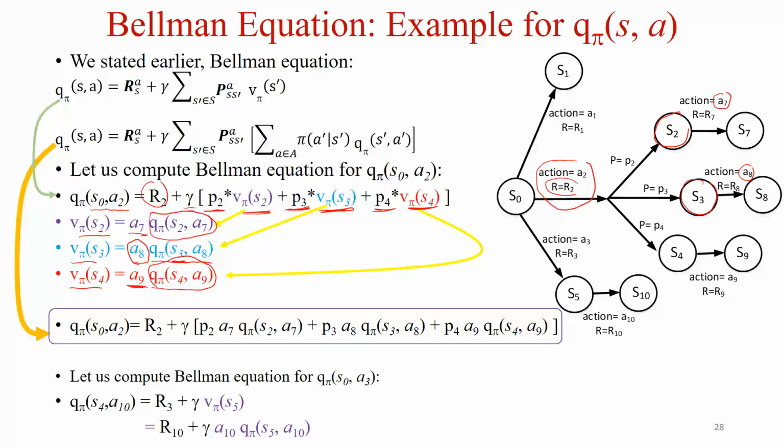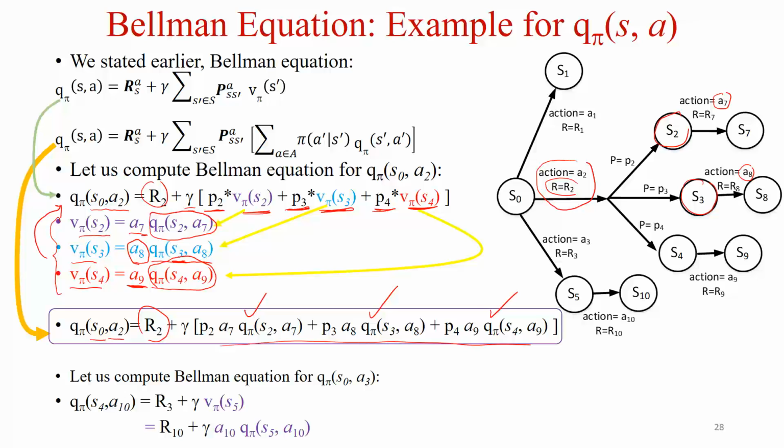We plug in these expansions of the state value functions into the action value function, and I get the action value function for A2 leaving S0: reward R2 plus this expression. Notice that all of it are action values. I replaced all the state values, and again, this is important for me to solve the linear system.